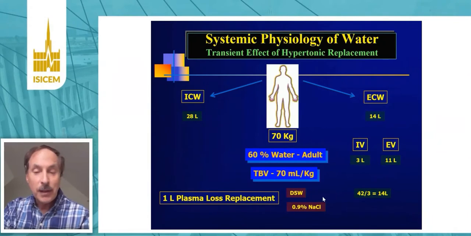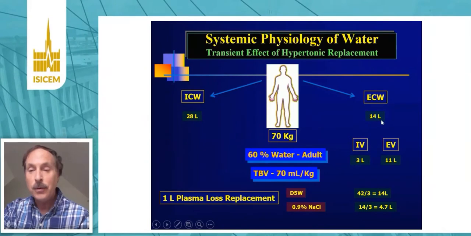If we had normal saline to give to this individual, then the intracellular compartment is relatively excluded from this because sodium doesn't move typically into cells. So we're left with the 14 liter compartment, and we want to replenish this one. So it takes about 4.7 liters.